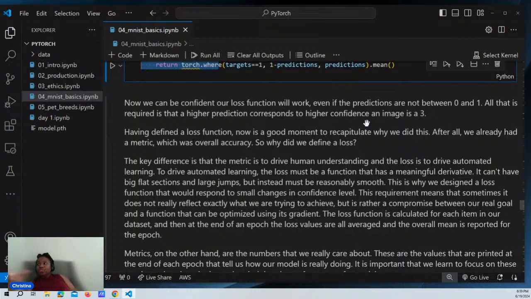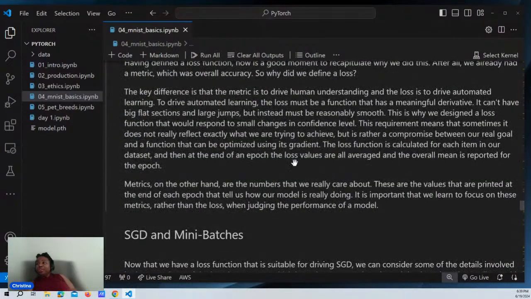The loss function is calculated for each item in our data set, and then at the end of the epoch, the loss values are averaged and the overall mean is reported for the epoch. Metrics, on the other hand, are numbers that we really care about. These are the values that are printed at the end of each epoch that tell us how our model is really doing.